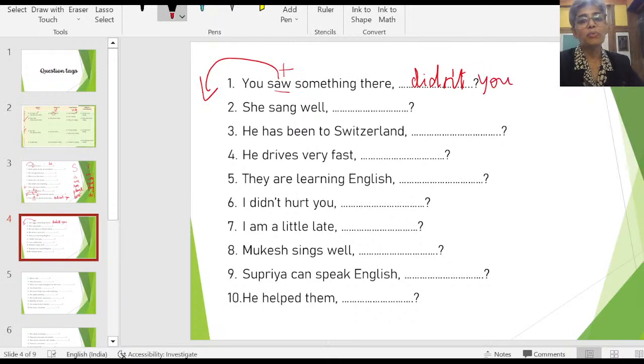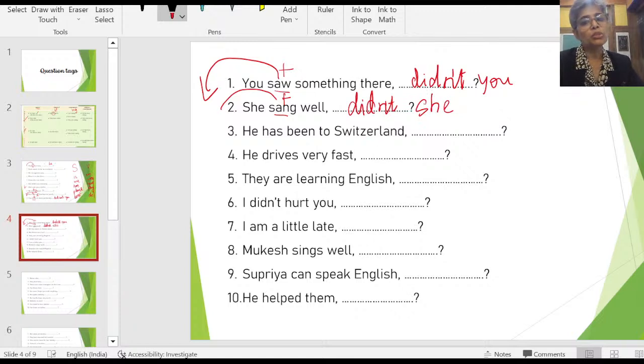She sang well. So sang again is a past tense. So we will say did. Now this is a positive, so we'll make it negative, didn't. Take the helping verb before the subject. And we have didn't she.